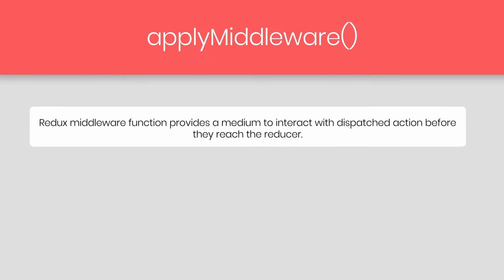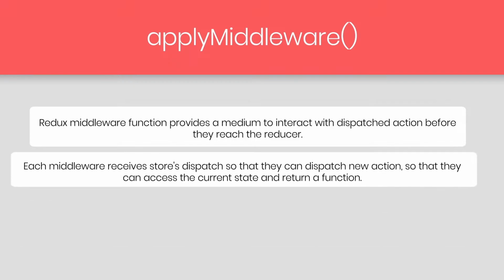Redux middleware functions provide a medium to interact with dispatched actions before they reach the reducer. Each middleware receives the store dispatch so that they can dispatch a new action, so that they can access the current state and return a function. The common use case for middleware is to support asynchronous actions. Isn't it interesting? So let's see how to work with middleware functions in the Redux application.